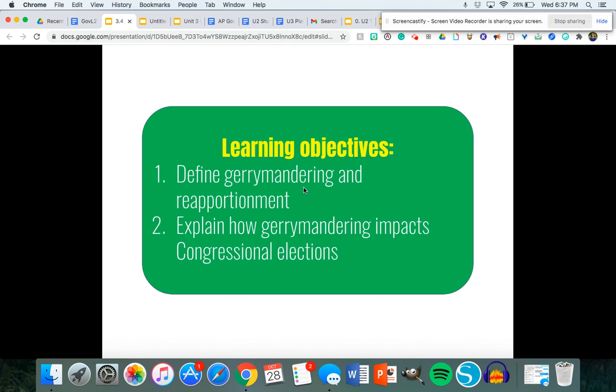So, our learning objectives were to define gerrymandering and reapportionment and explain how gerrymandering impacts congressional elections. So, take a moment, go back. I know that this concept is not really easy to grasp. So, we're going to complete a simulation to visualize this process.